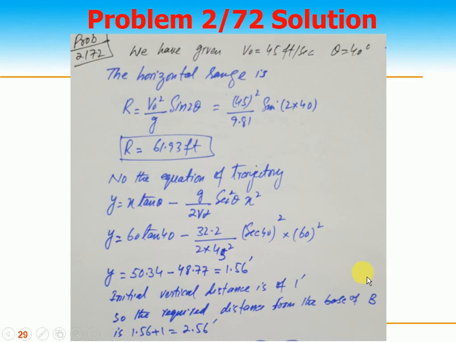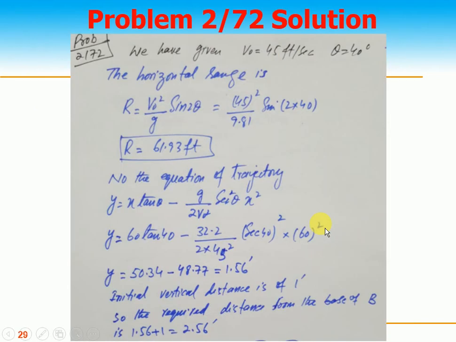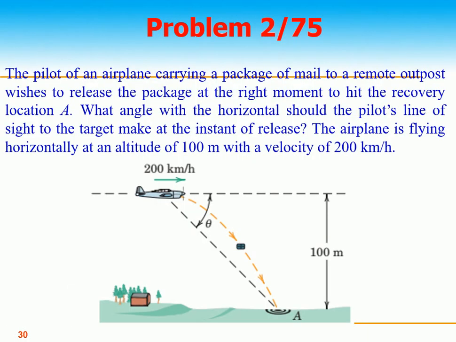Now if you see the initial vertical height which is given to you, it is 1 foot. So the required distance from the base B is 1.56 plus 1, which is 2.56 feet. Because it is from here, I have to add this one. So this should be 2.56 feet, which is the requirement.